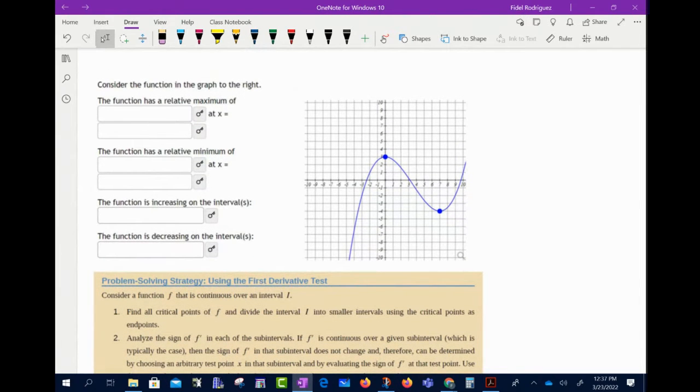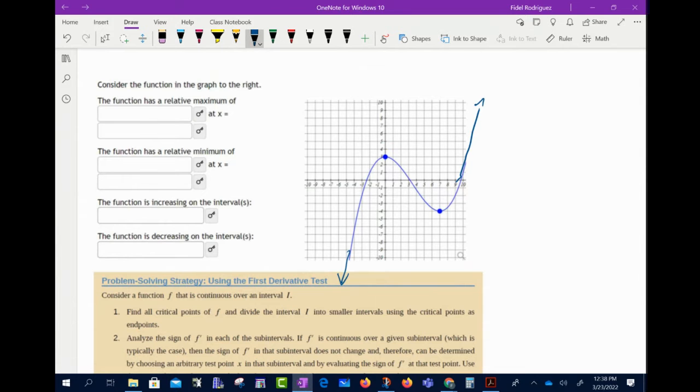So if we look at this thing here, and again, y'all, this problem here is just a visual problem. We're not going to actually do any calculus at all with this problem. But it says, consider the function in the graph to the right. The function has a relative maximum of what? Okay, so I'm looking at my picture here. I'm trying to find the maximum, which means what is the highest point in the graph? I know the graph is infinite because it goes forever at the endpoints, right? So the graph kind of continues to go like this, and it continues to go like that. But we do have a high point here.